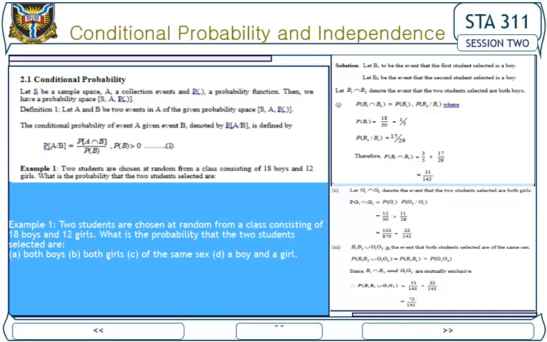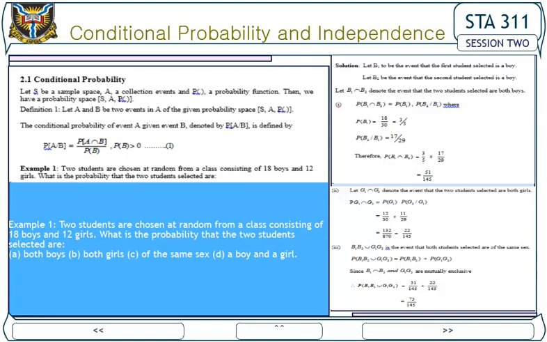Conditional probability. Let S be a sample space, A a collection of events, and P(·) a probability function. Then we have a probability space (S, A, P(·)). Definition 1. Let A and B be two events in A of the given probability space. The conditional probability of event A given event B, denoted by P(A|B), is defined by P(A∩B)/P(B), where P(B) is greater than 0. Equation 1.